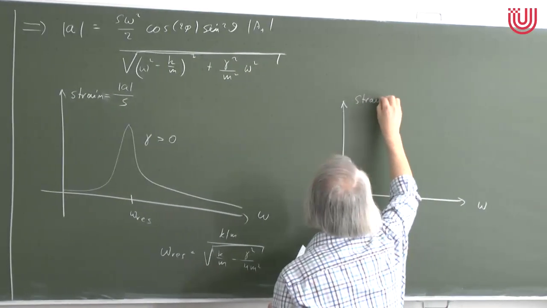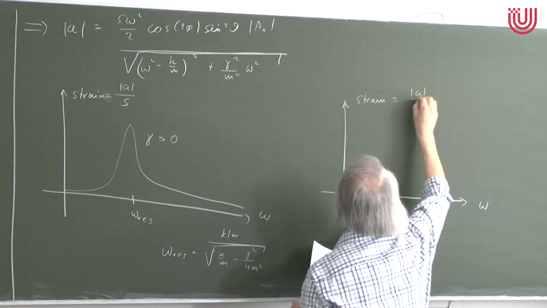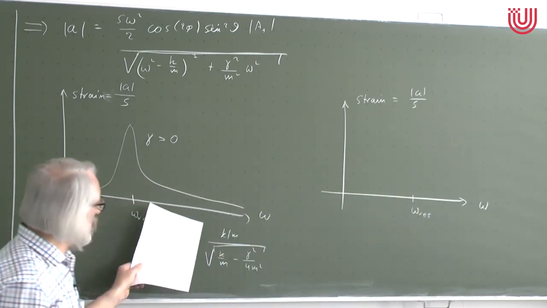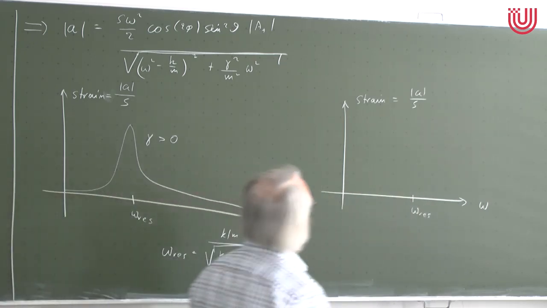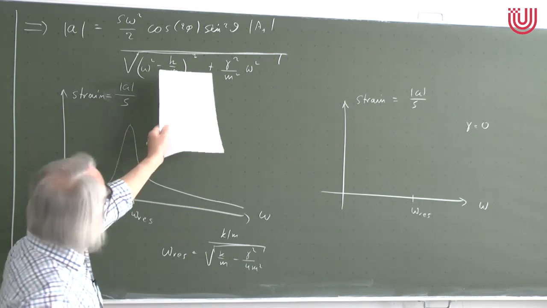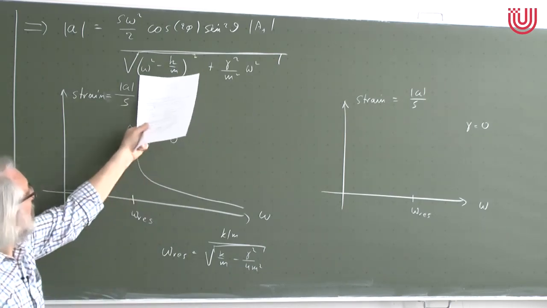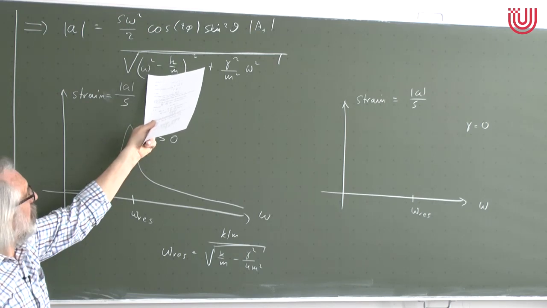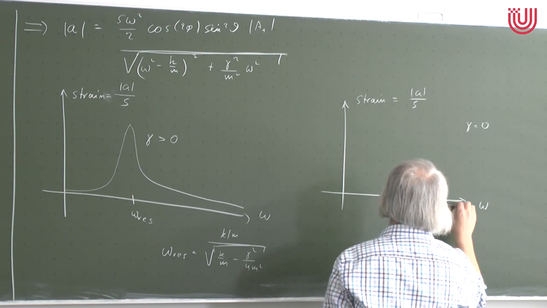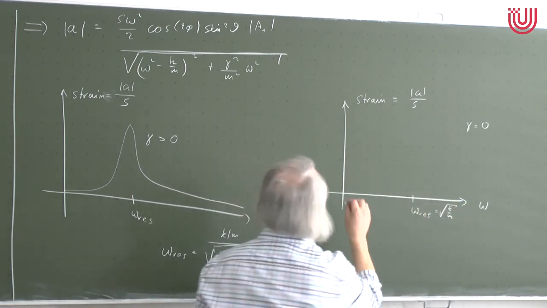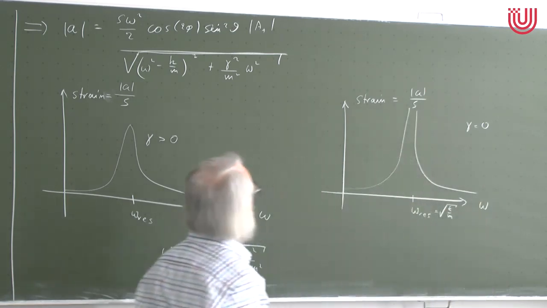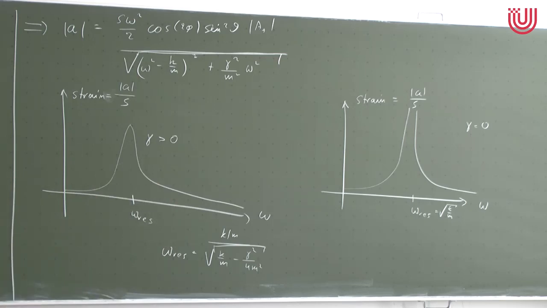So let's again plot the strain, which is A dot over S. You have an omega S. In this case, it is just the root of k over m. If gamma is equal to 0, then this term is not there, and then this term in the denominator becomes 0 if omega is the root of k over m. And there you have a singularity. So the amplitude goes up, and it really goes to infinity. That's what we call the resonance catastrophe.